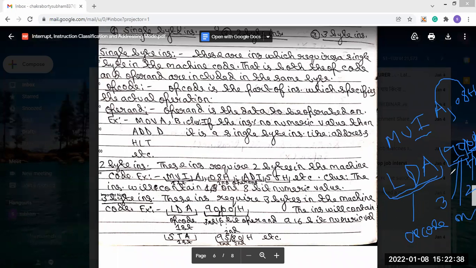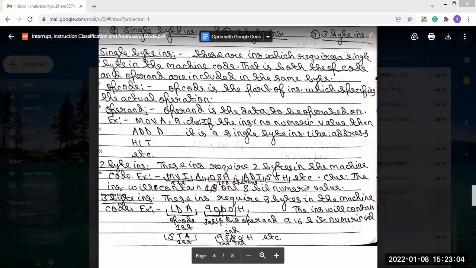But as an easy shortcut trick, only remember this: this is a 16-bit address, because it is hexadecimal. So for an easy way to remember, if a 16-bit numerical value is present in our instruction, we call that a 3-byte instruction. Okay, clear?